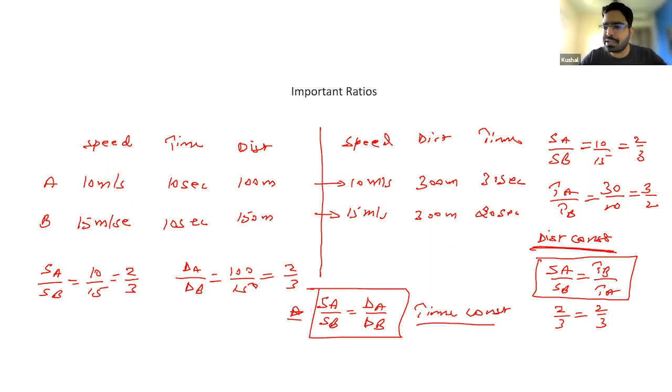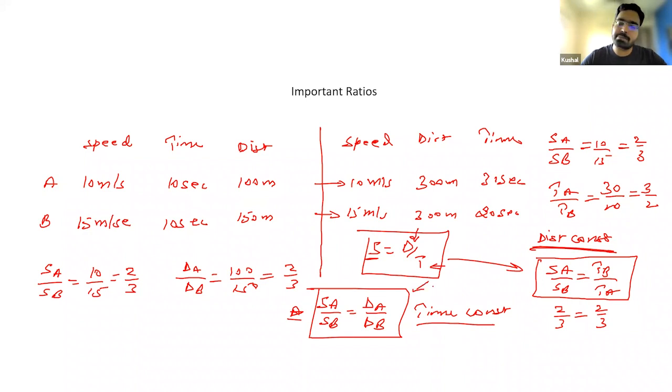Now, you don't really have to mug up these ratios. What you simply need to do is to keep this formula in your mind: speed is equal to distance upon time. When your distance is constant, speed will be in the inverse ratio of their time. So speed of A by speed of B is equal to TB by TA. When your time is constant, then the ratio of their speeds will be equal to the ratio of their distances traveled. So with the help of this itself, you will be able to remember both the statements, right?